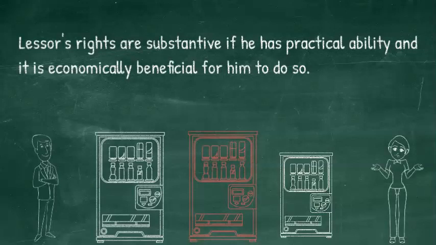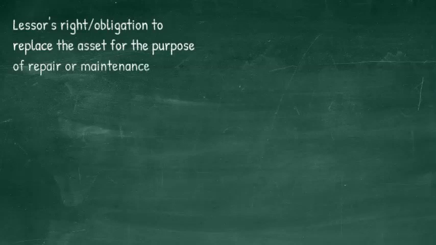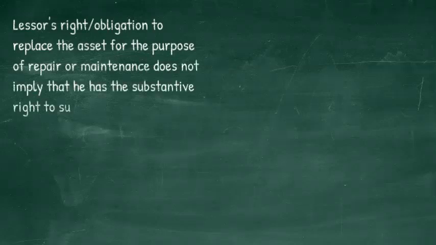Now, if the contract says that in case the asset needs to be repaired or some maintenance work is required, then the supplier or lessor will replace the asset. In such a case, the replacement does not imply that the lessor has substantive rights to substitute the asset.